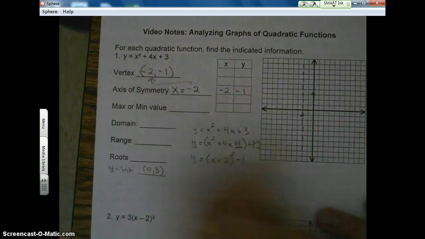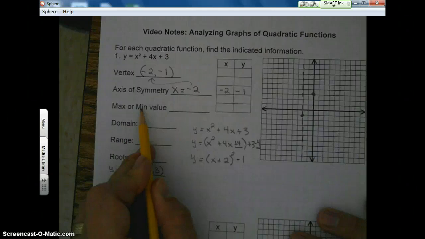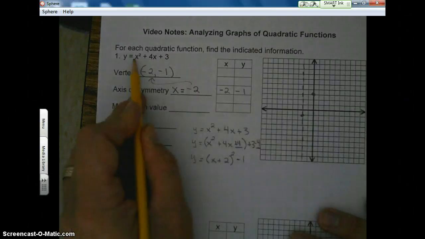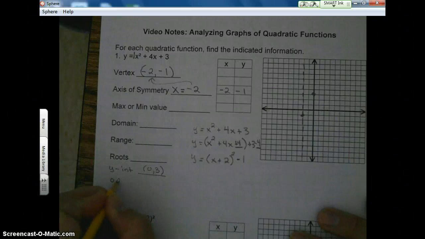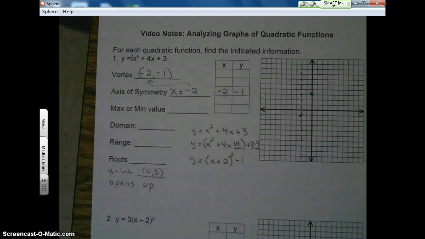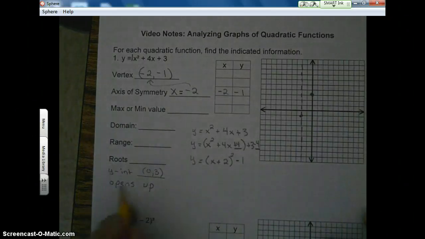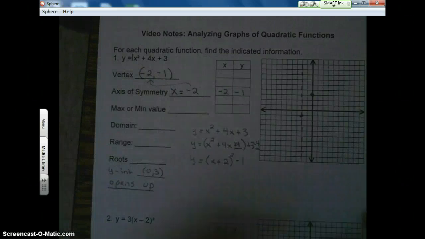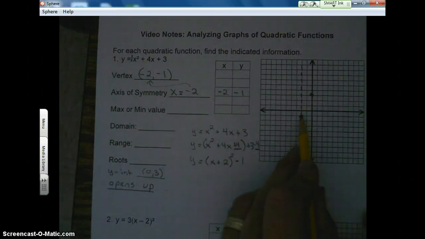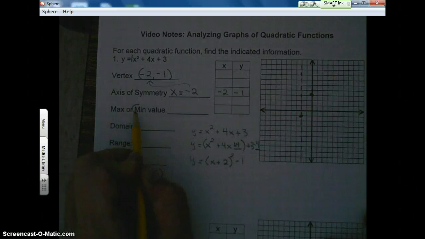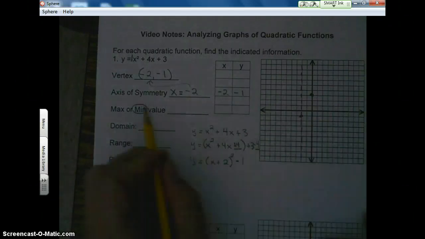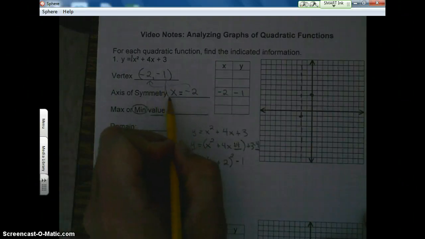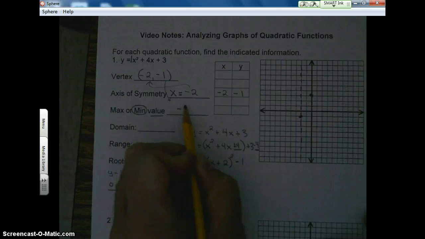Okay, so is our vertex a max or min? Well, look at your A value, it's positive. Our A value is positive, so it opens what direction? It opens up. So some additional information, and that's because the A value is positive. So that means that since it opens up, our vertex is the lowest point, which means it's a minimum. And the minimum value is going to be your y. So our minimum value is negative 1.